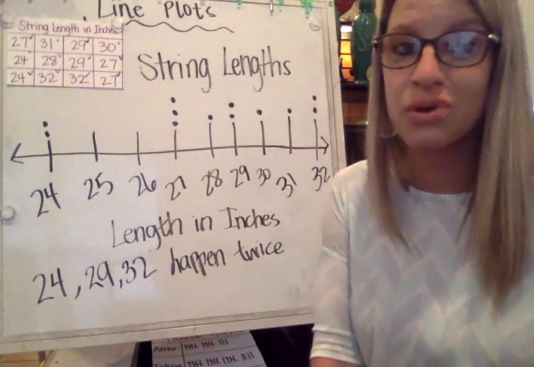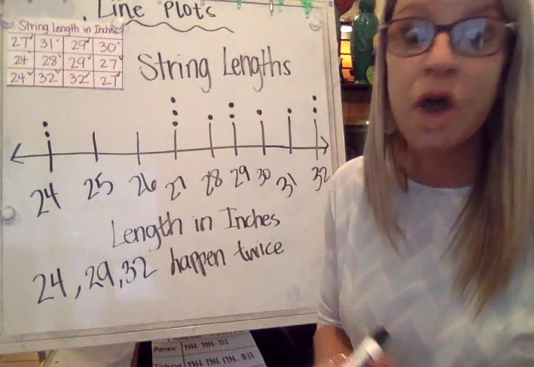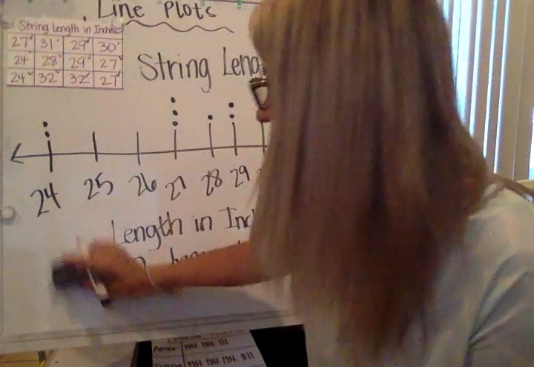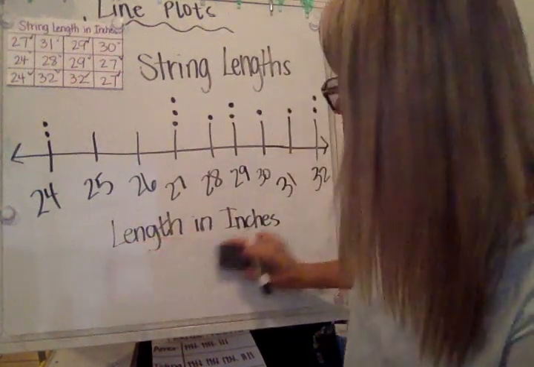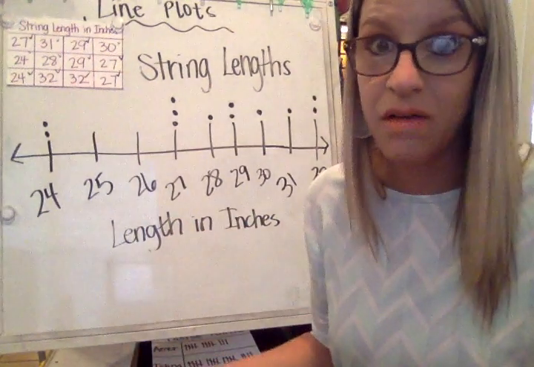If I was told, okay, I'm thinking of a string length that doesn't happen at all, there are no occurrences for this string length, I would respond by saying 25 and 26 don't happen at all.